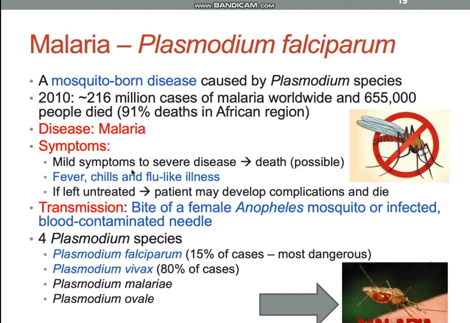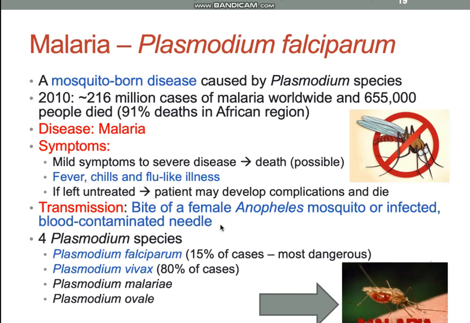Symptoms usually start mild and then get severe, very likely if there is no sufficient treatment. The fever usually comes with chills. Usually it's a chilling fever. If untreated, usually it will lead to severe complications and death. Transmission is by bites of the female Anopheles.